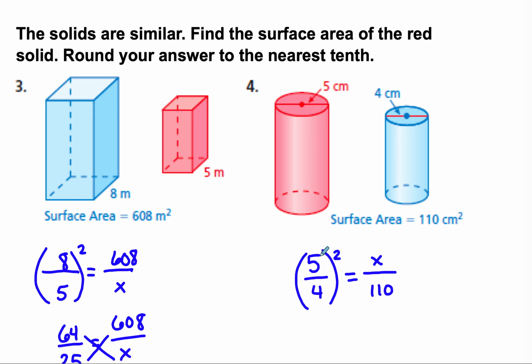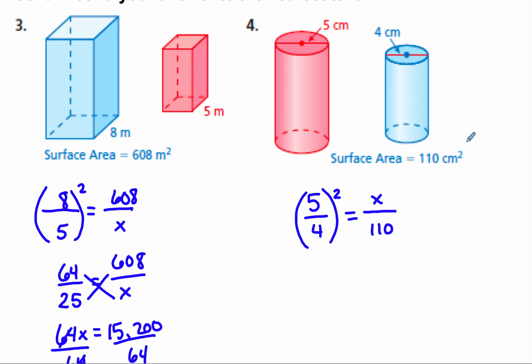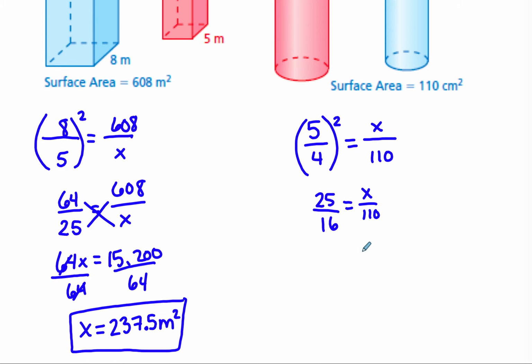Okay, so I put my red shape on the top, my blue shape on the bottom. I need to square because it's surface area. Surface areas are in square units. 5 squared is 5 times 5, that's 25. 4 squared, 4 times 4 is 16. Equals x over 110. I don't see easy multiplication patterns here, so we're going to do cross products again.